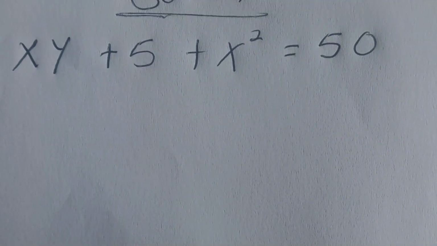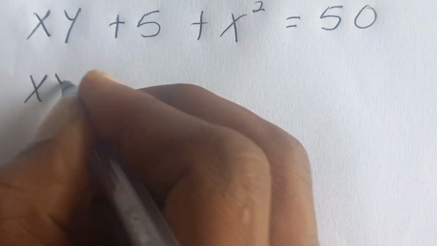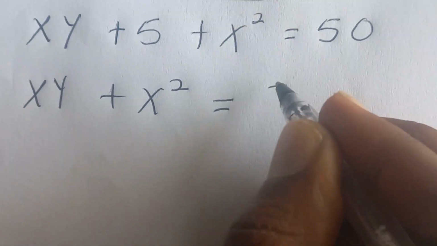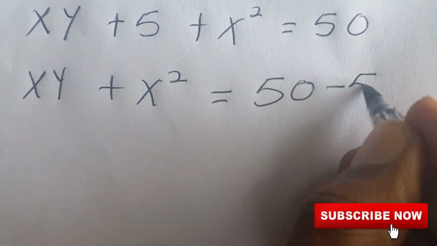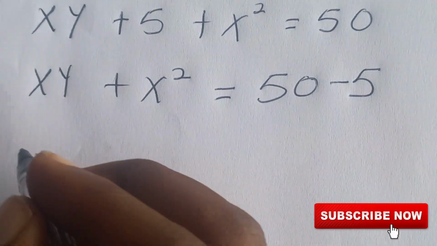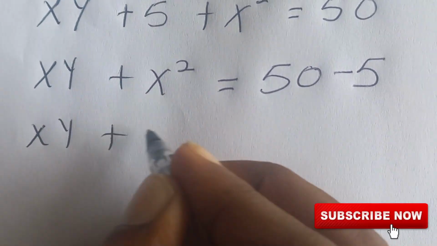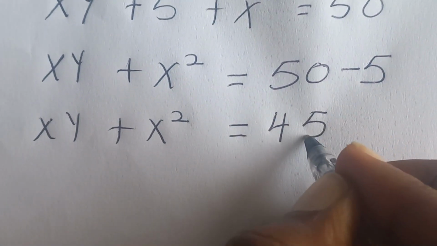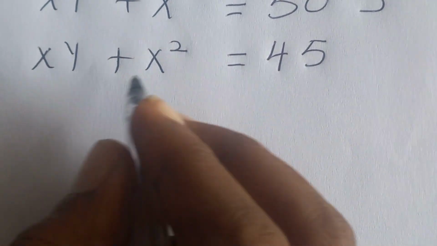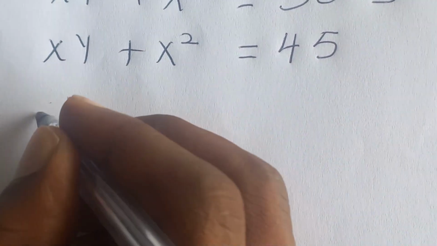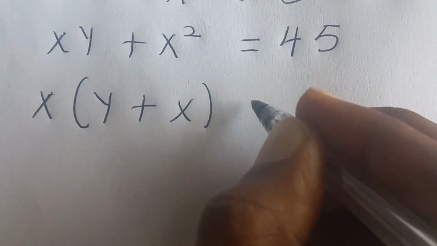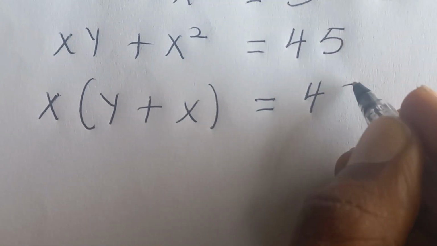So now say that xy plus x squared is equal to 50 minus 5. xy plus x squared is equal to 45. Okay, so from here, you can factorize x out, leaving x(y + x) equal to 45.